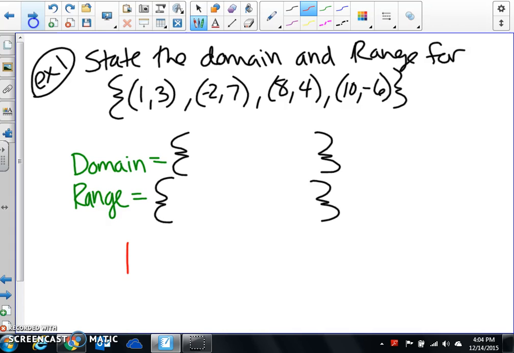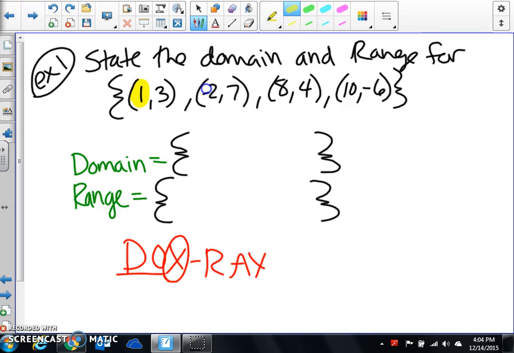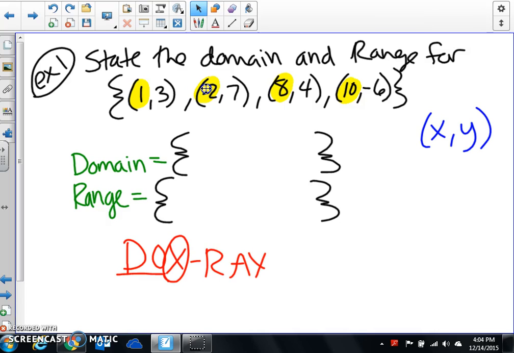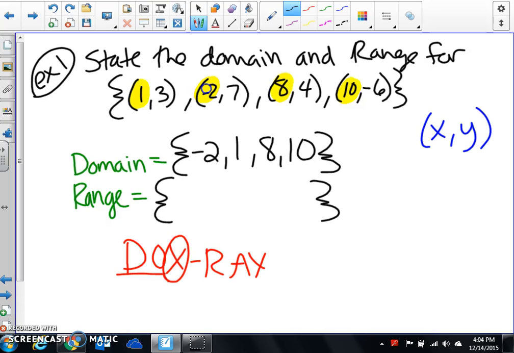All right, so once again, DOXRAY. My domain are my X values, so I'm going to highlight all my X values. Remember, for a coordinate pair, it goes X, Y. My X values, usually we put them in order from least to greatest. So my smallest X value is -2, then we have 1, 8, and 10. If you did not put them in order from least to greatest, it's not wrong, but it just ain't right. So make sure you're going least to greatest.